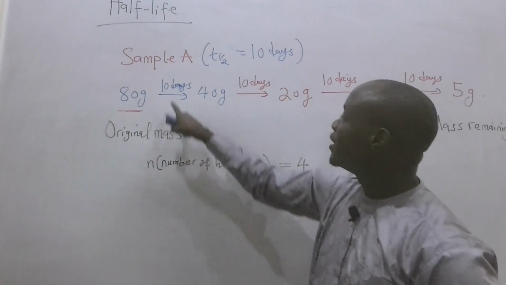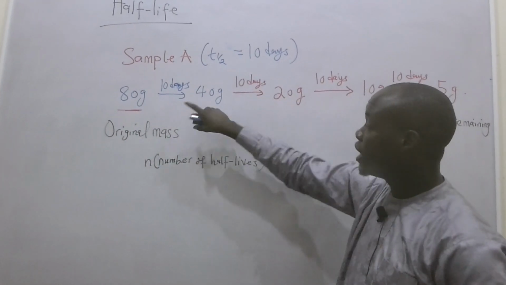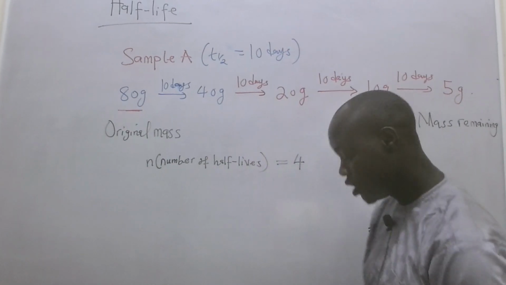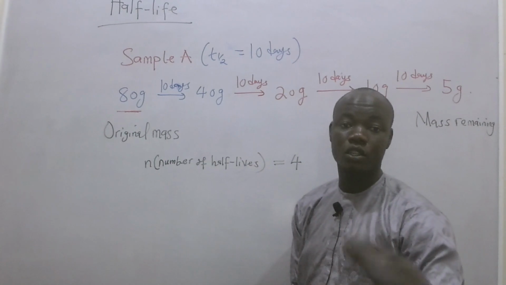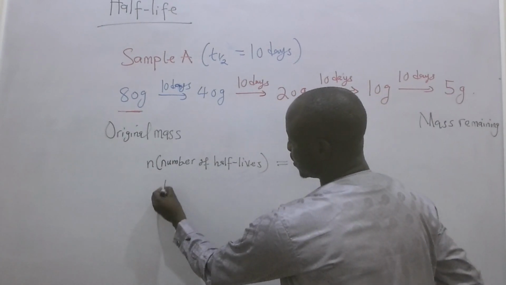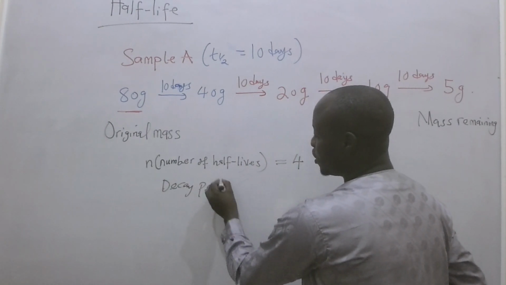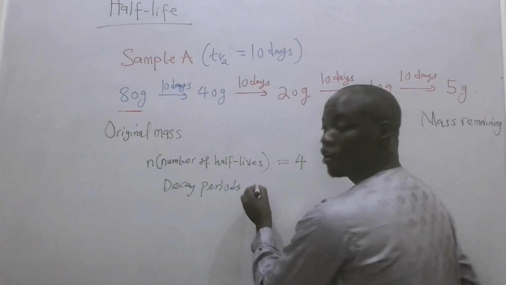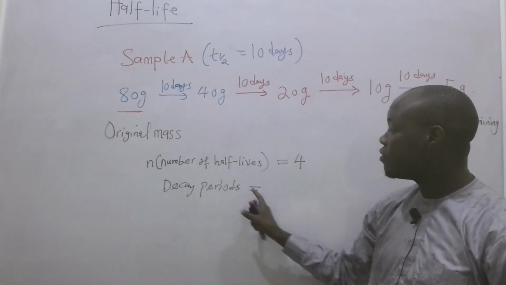Like for example, these are the half-lives. So if you sum them together, we can actually call them the decay period. That is the number of decay periods. So here we have a decay period.